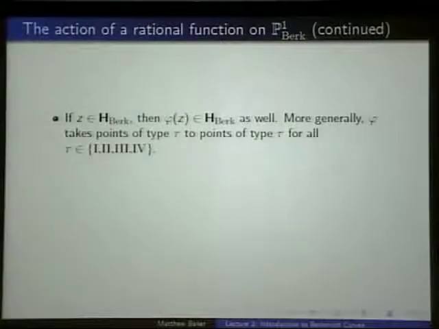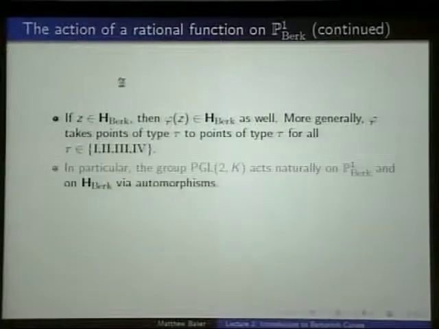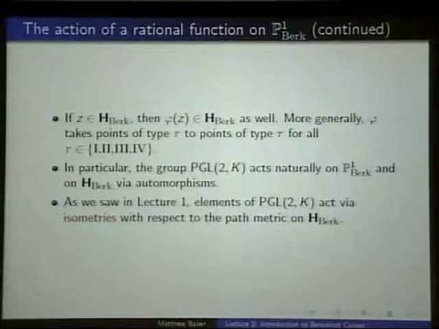You can see this by looking at the residue fields, which I haven't defined, but this is not hard to check. In particular, the group PGL2(K) of Mobius transformations acts naturally on the Berkovich projective line, and it acts via automorphisms on hyperbolic space. Even better, it acts via isometries with respect to this path metric. So the metric rho that I recalled at the beginning is invariant under the action of PGL2(K).